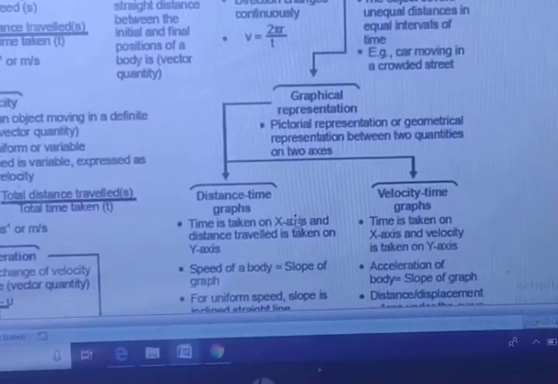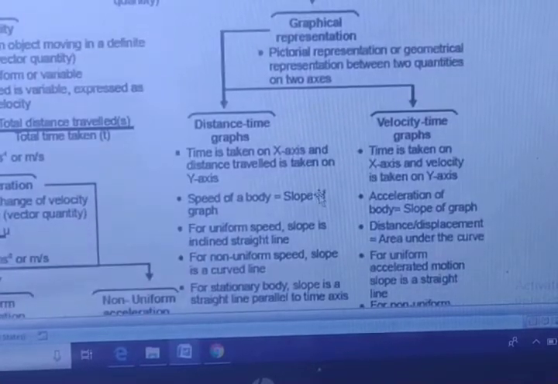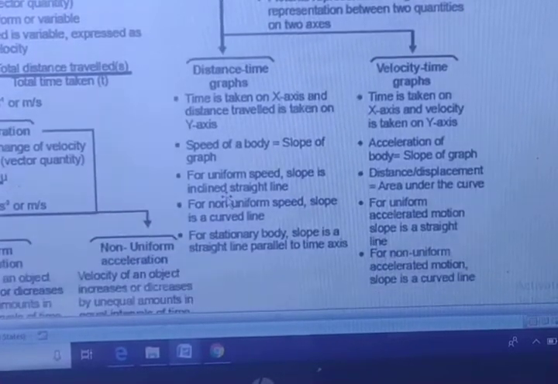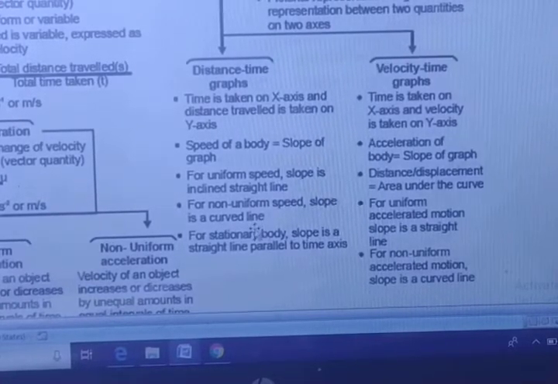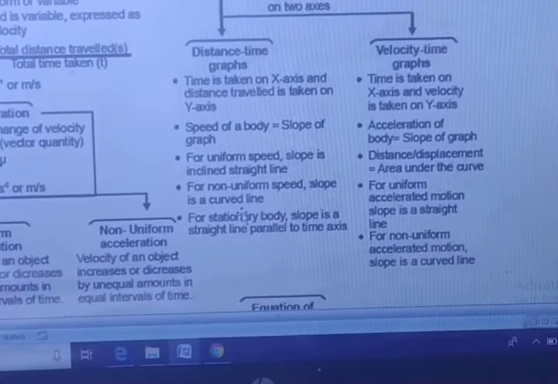Now you can see graphical representation. In graphical representation, we have a pictorial or geometrical representation between two quantities on two axes. As all of us know, there is the distance-time graph and the velocity-time graph. We take the time on the x-axis and the distance on the y-axis. The speed of a body is the slope of the graph. For uniform speed, the slope is an inclined straight line, and for non-uniform speed, the slope is a curved line. For a stationary body, the slope is a straight line parallel to the time axis.